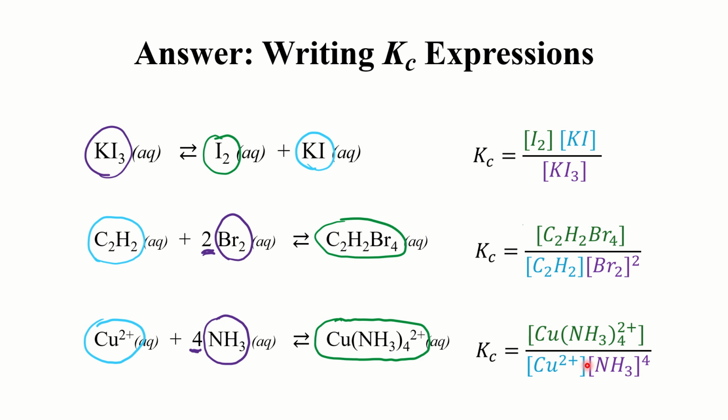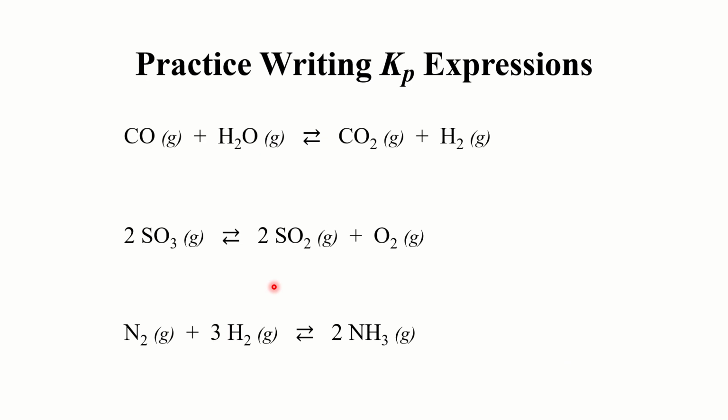So we would put Cu(NH3)4 2+ up top there. You should include the charge within the brackets, because the brackets denote concentration. On the bottom, the concentration of Cu2+ times the concentration of NH3. NH3 is raised to the 4th power because it has a coefficient of 4.